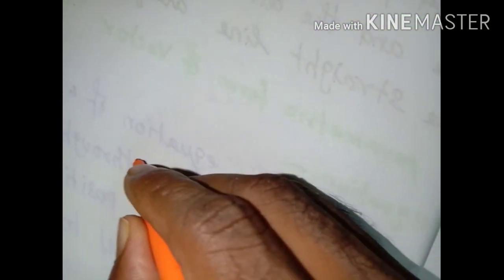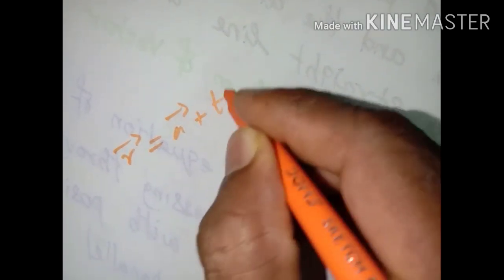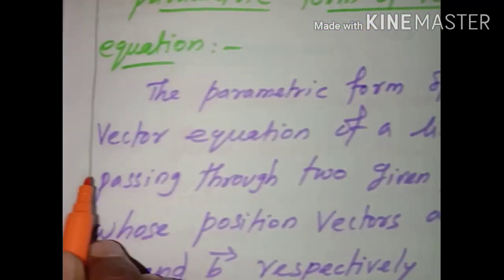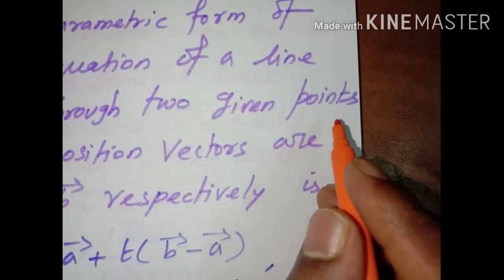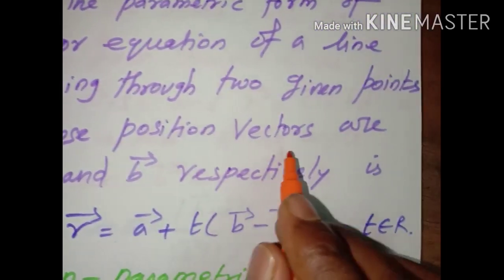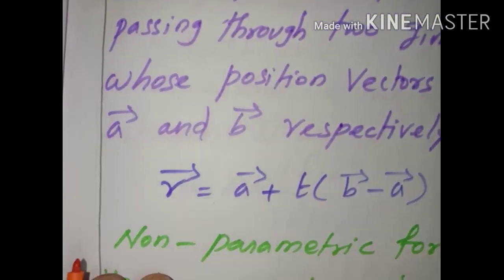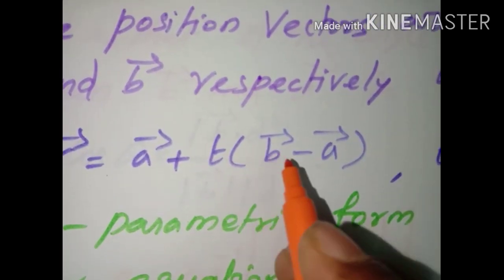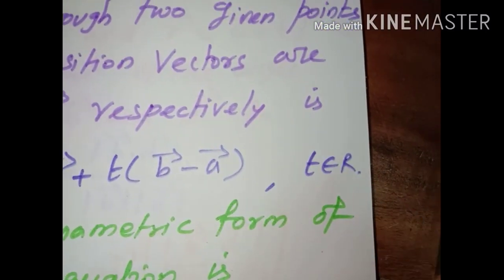The parametric form of the vector equation is r vector equal to a vector plus t into (b vector minus a vector). The parametric form of the vector equation of a line passing through two given points whose position vectors are a vector and b vector respectively is r vector equal to a vector plus t into (b vector minus a vector), t belongs to R, t is a real number.